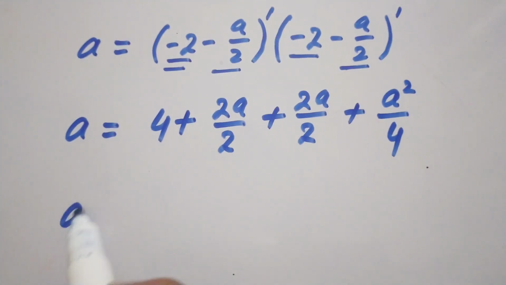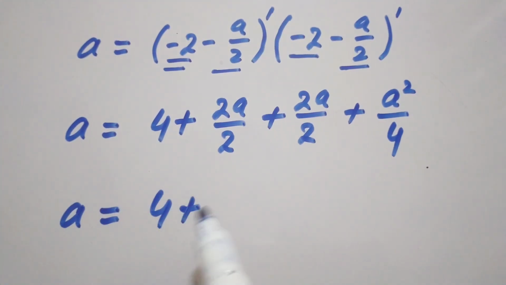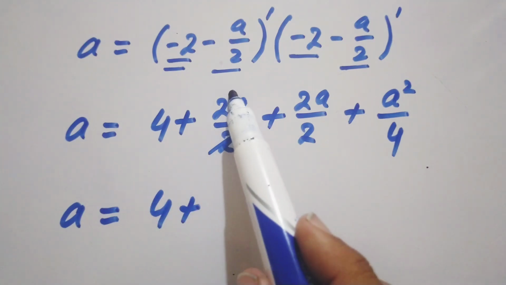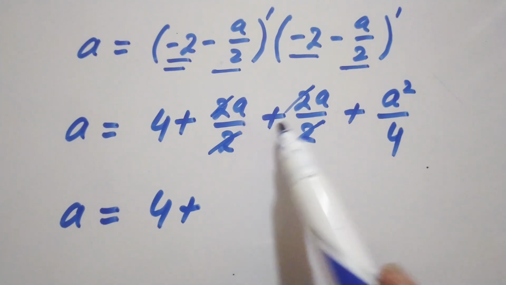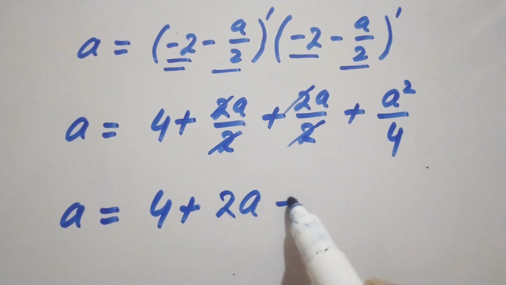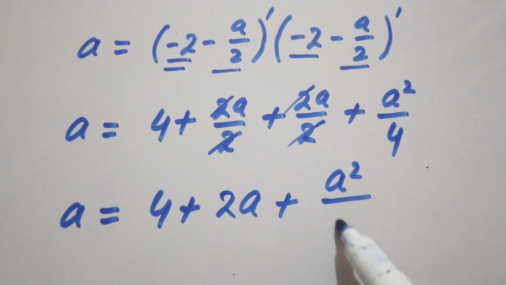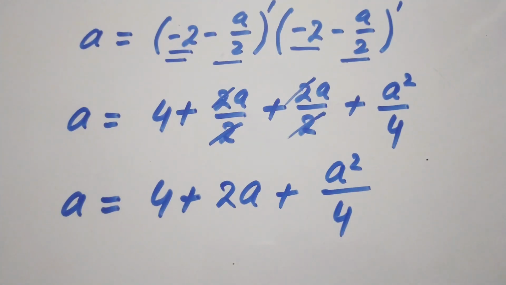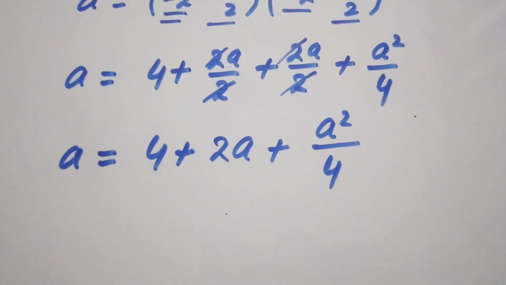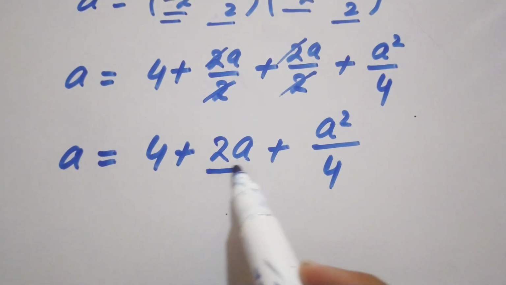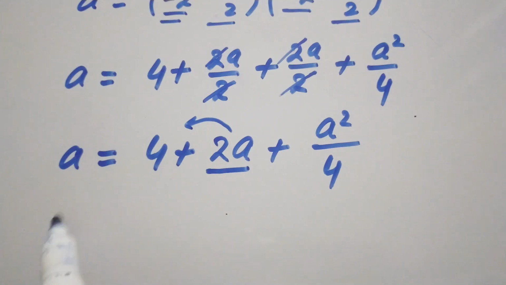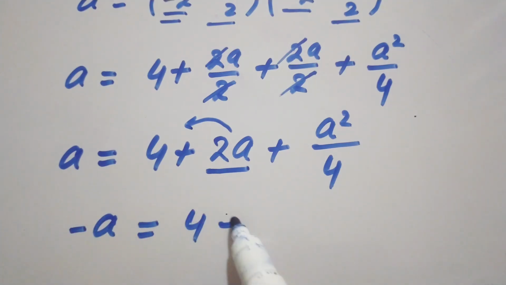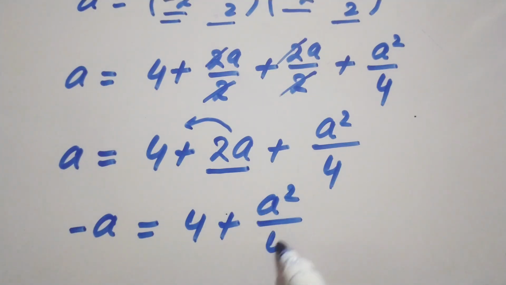So now a is equal to 4 plus, this 2 from the denominator and this 2 from the numerator cancel out each other. Here this 2 and this 2 cancel out each other. a equals 4 plus a plus a, 2a plus a squared divided by 4. Now shifting this 2a from the right hand side to the left hand side, it becomes a minus 2a, and we get a minus 2a minus a is equal to 4 plus a squared divided by 4.